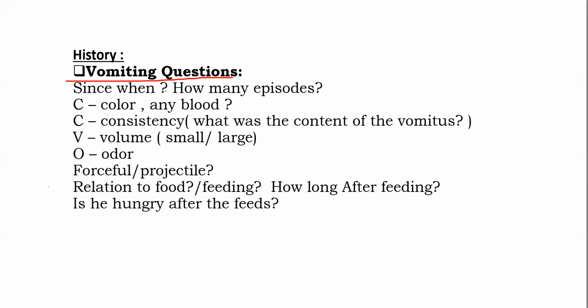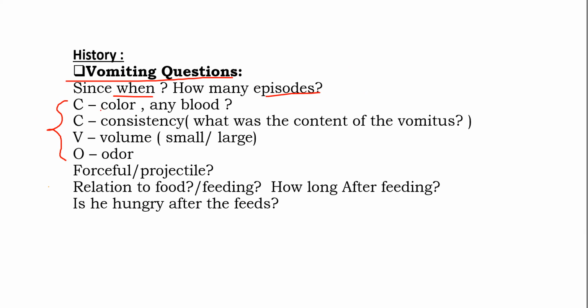So whatever you have already got from them, don't ask it again. But you need to find out when did it start, how many episodes so far. We always use CCVO for any kind of discharge from the body. So vomiting, bleeding, any kind of discharge, we use the CCVO. So C means color, another C is consistency, V is volume, and O for odor.